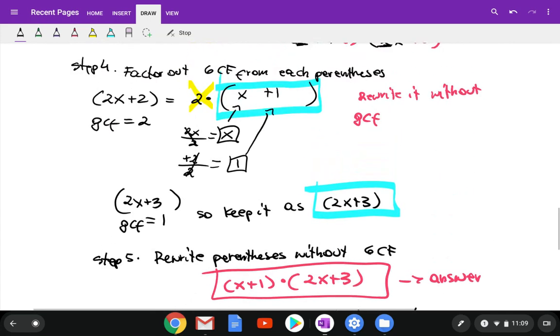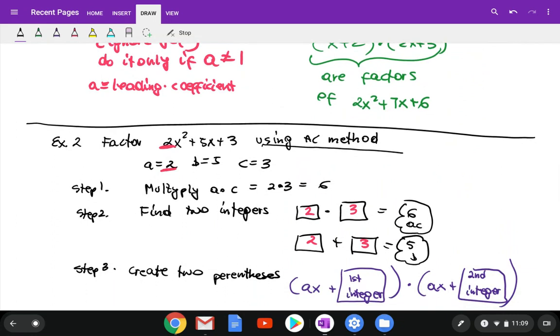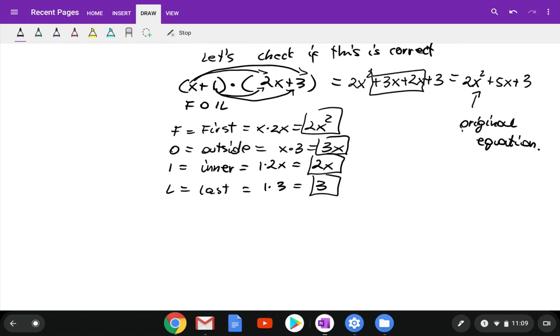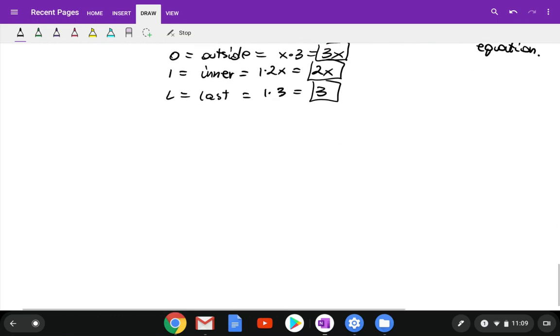And if we go back to our original problem, that's the trinomial which we had. So we factored that correctly, and this is the original equation. So there's a way to always check your work, okay? Let's talk about example 3. Example 3. Factoring trinomial.